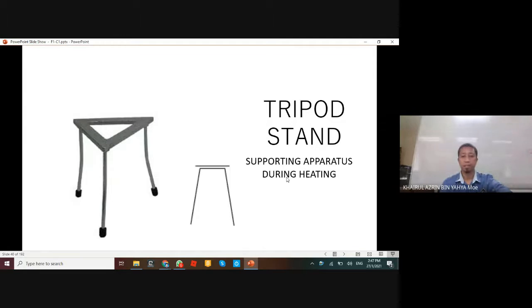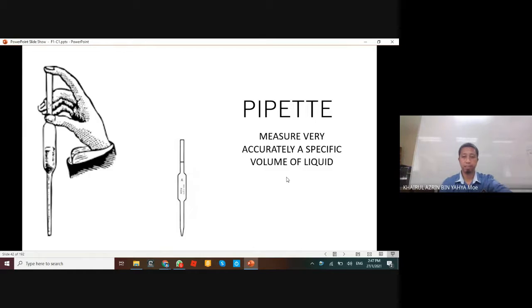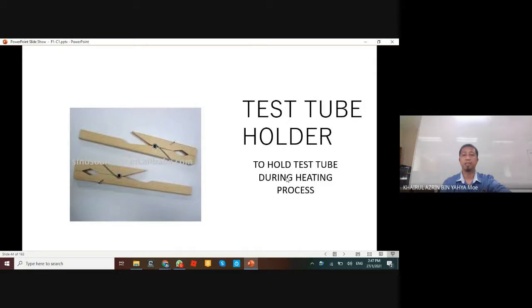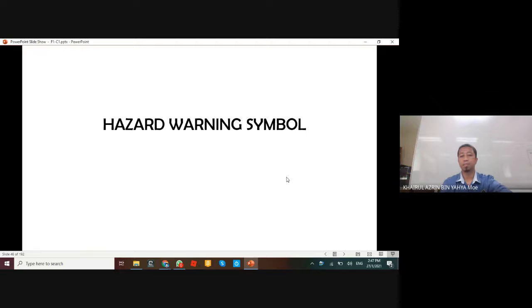Tripod stand, supporting apparatus during heating. Retort stand, supporting apparatus during an experiment. Pipette, but I think the pronunciation is pipette. It measures very accurately a specific volume of liquid. Burette measures volume of liquid, accuracy 0.1 cm cubed. This one is the burette. This is a test tube holder, to hold a test tube during the heating process. Test tube rack, to hold test tubes in an upright position.